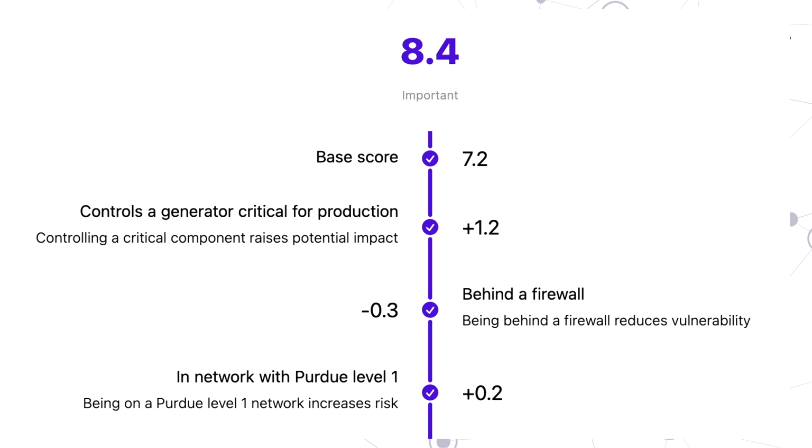But we can see from the P&ID that it's controlling this generator that's really critical to our process. And so maybe we want to increase the priority a bit. From the network diagram, maybe it's behind a firewall, so you can reduce it a bit, things like that. Or it's in a network with Purdue level 1, so that'll increase the risk. And you can start to use things like this to prioritize your vulnerabilities with more granularity than just the CVSS score.